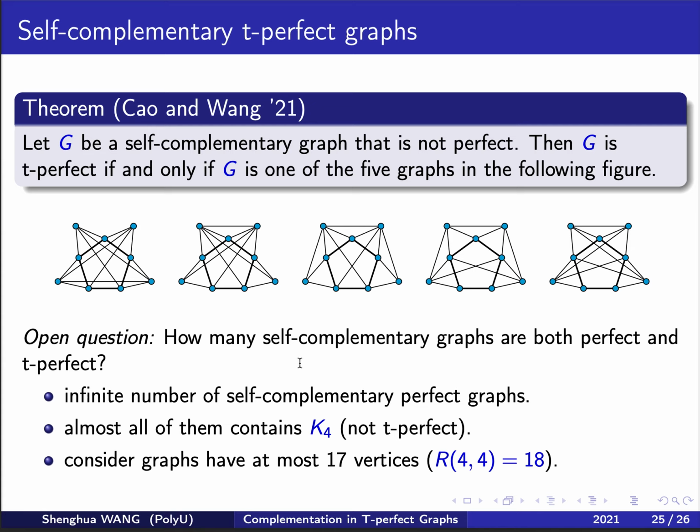Since by using the 4-path addition, we know that we can construct an infinite number of self-complementary perfect graphs, but almost all of them contain K4, therefore they are not T-perfect. And we know by the Ramsey theorem, a graph with more than 17 vertices will contain a clique or an independent set with cardinality 4. Therefore, it suffices for us to consider graphs with at most 17 vertices. And we believe that the number of these graphs will be small.